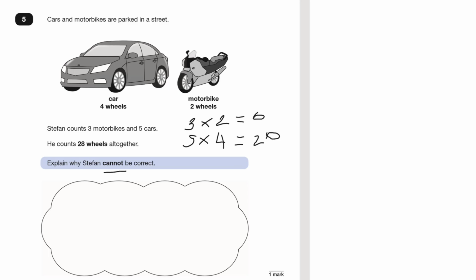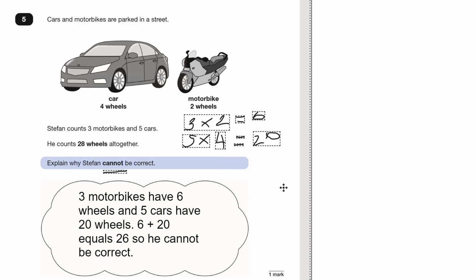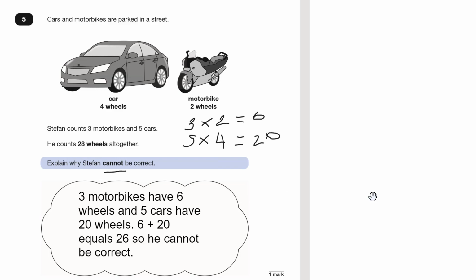So we might say something like: 3 motorbikes have 6 wheels and 5 cars have 20 wheels. 6 plus 20 equals 26, so he cannot be correct. Even just writing the calculations there on the screen is all going to be part of your explanation.